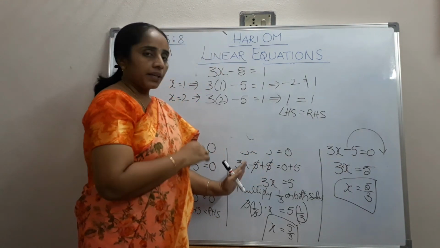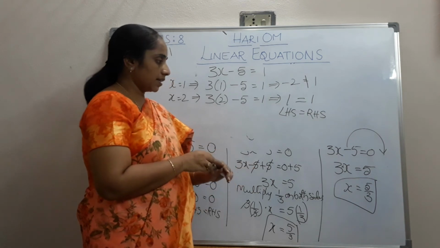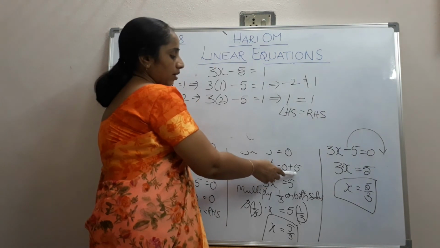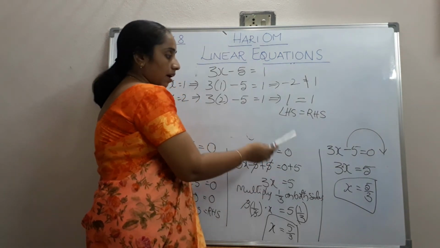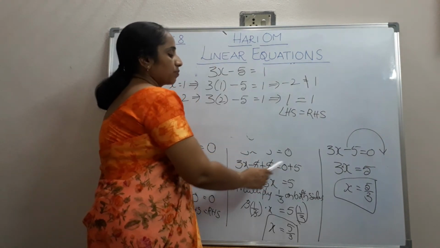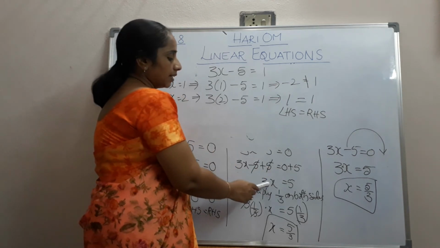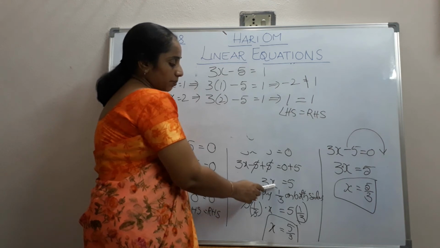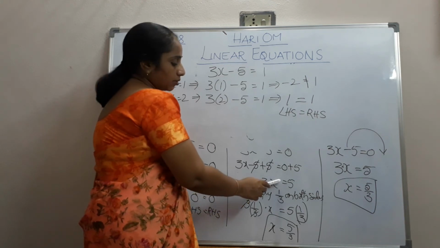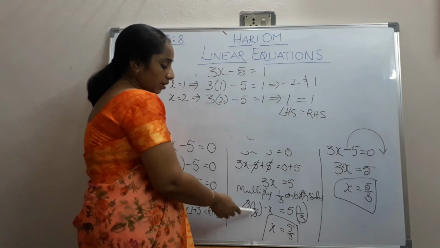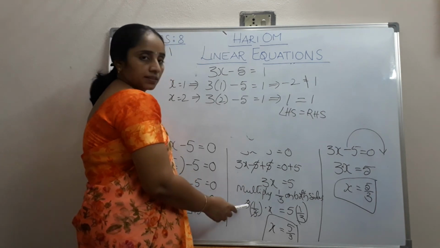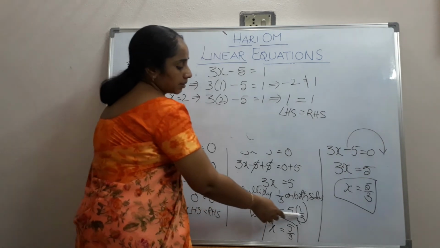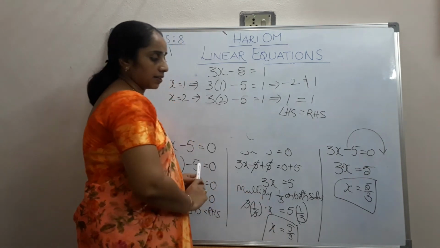Whatever we discussed, adding or subtracting, that only. See, I have taken minus 5 to that side. Already we got that 5 here, no? How did we get it? By adding plus 5 on both sides. And 3x is equal to 5. Here 3x means 3 into x. By division only we can remove that 3. So 3 into 1 by 3, x equal to 5 by 3.